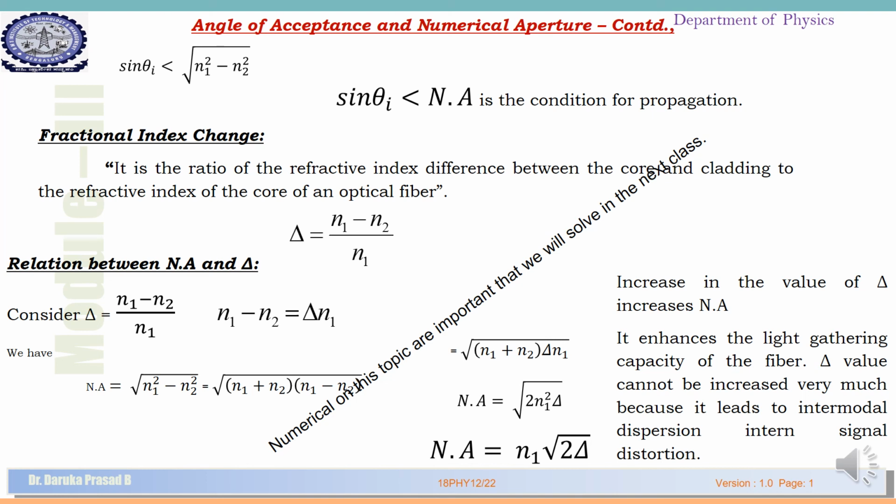So here what is happening? An increase in the value of delta increases the numerical aperture, hence it enhances the gathering capacity of the fiber. But the delta value cannot be increased very much because it leads to other losses, that is, intermodal dispersion losses. We are not going to discuss dispersion losses in these classes, because the syllabus kept for you is the simple syllabus. In this we are not dealing with anything related to wave propagation through the fiber.